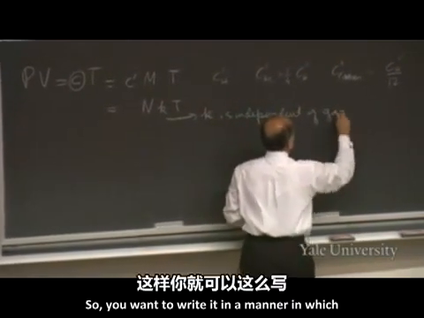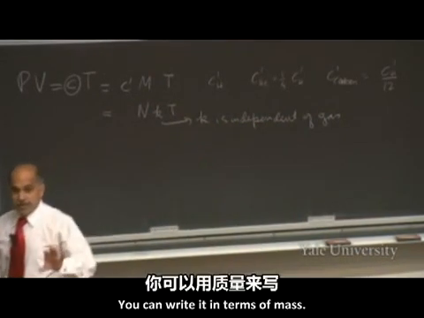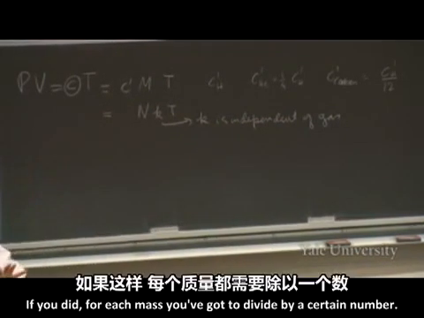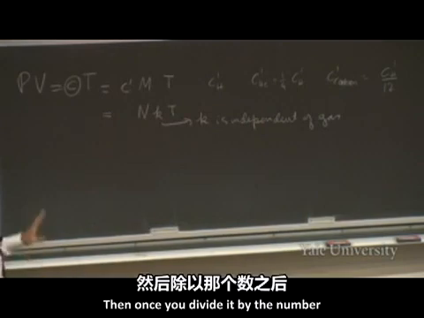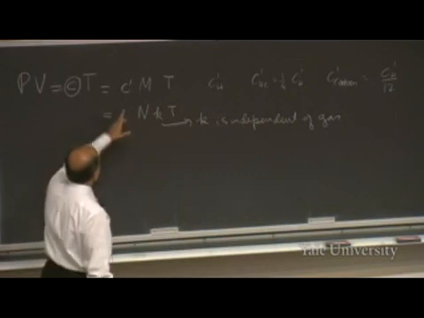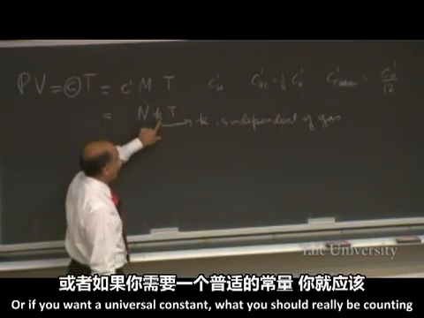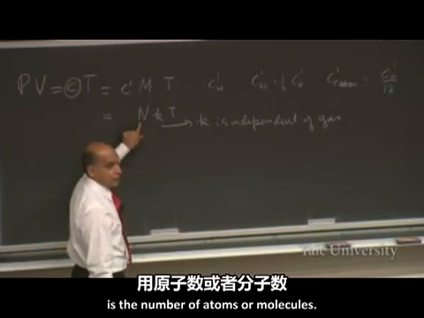So you want to write it in a manner in which it doesn't depend on the gas. You can write it in terms of mass. If you did, for each mass you have to divide by a certain number. Then once you divide it by the number, you can put a single constant in front. Or if you want a universal constant, what you should really be counting is the number of atoms or molecules.